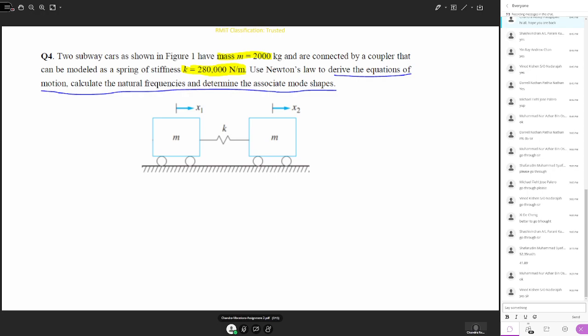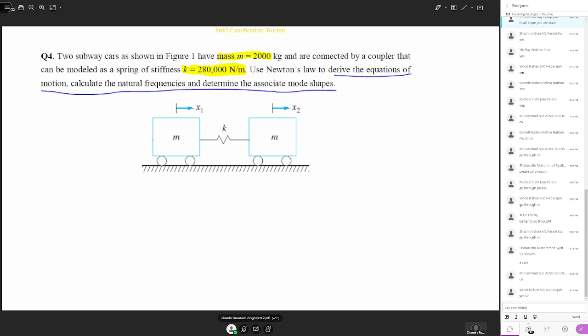Okay, this is a multi degree of freedom, 2 degree of freedom problem. Two subway cars are shown here with a mass of 2000 kg each and are connected by a coupler that can be modeled as a stiffness constant K of 28,000 Newton per meter. Now you're asked to use Newton's law to derive the equations of motion, then calculate the natural frequencies and determine the associated mode shapes.